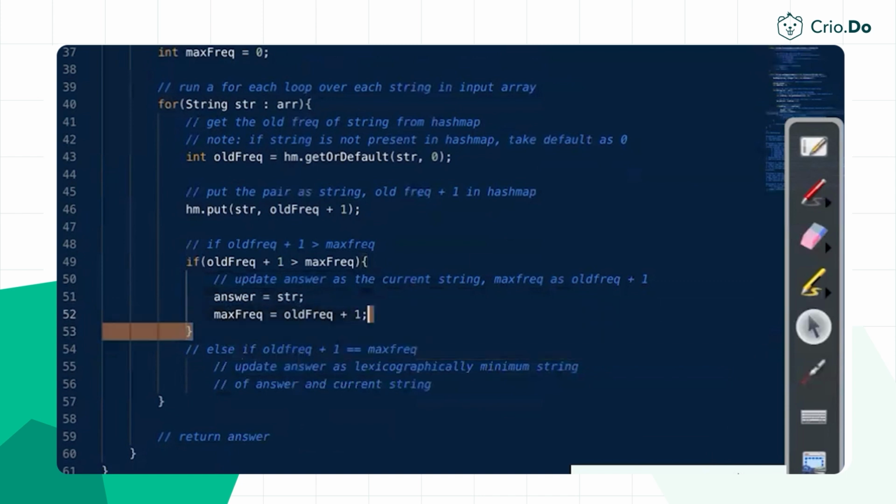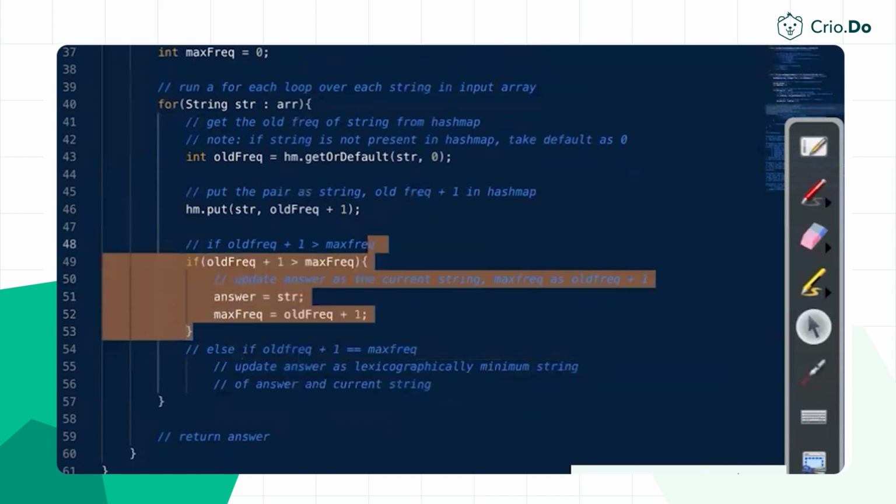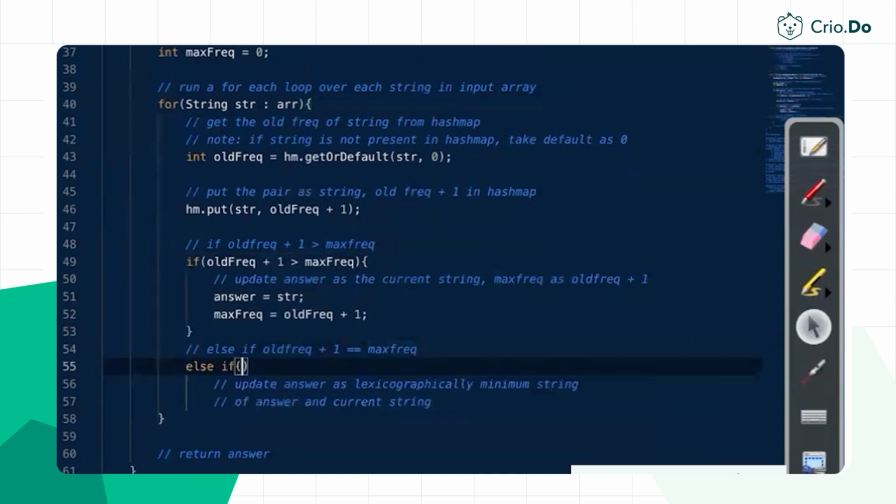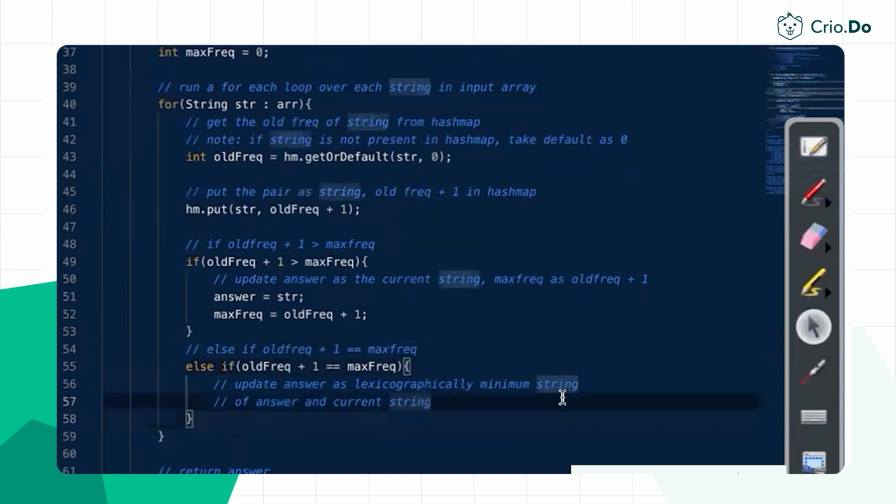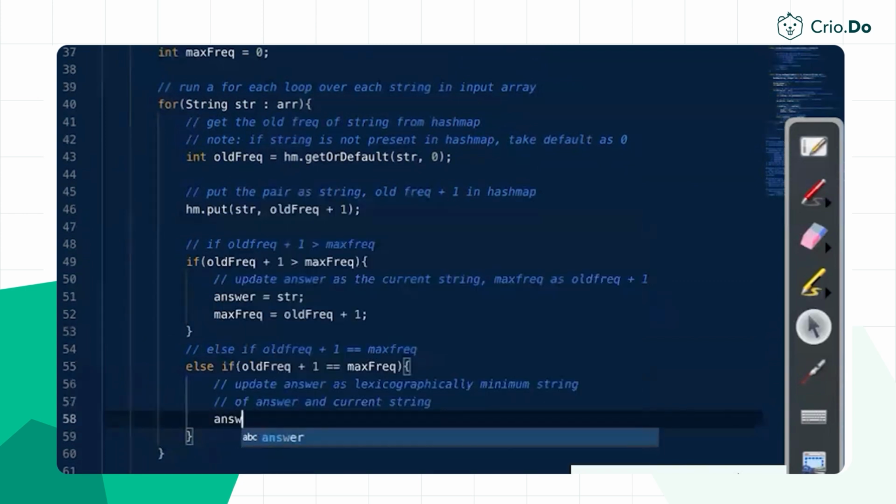new frequency. But we also have to update the answer in one more scenario where the tie is there. That is, the current frequency of the string is the same as the maximum frequency also. So in that, we only have to update the answer if the current string is lexicographically smaller. Or you can say we have to update the answer with the smaller of both.